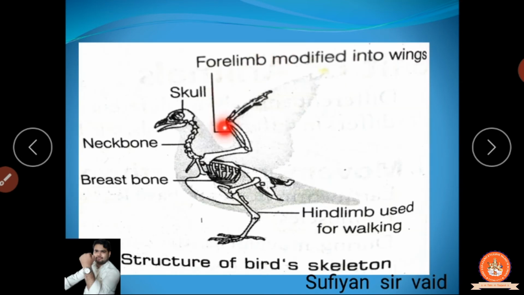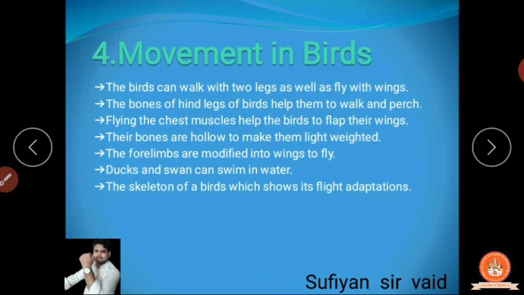Now the forelimbs are modified into wings to fly. This is our forelimb. It is modified in the form of wings, so they are able to fly. Duck and swan can swim in water. This is a duck and swan. We know very well that ducks and swans, the white-colored birds, are able to swim in the water.